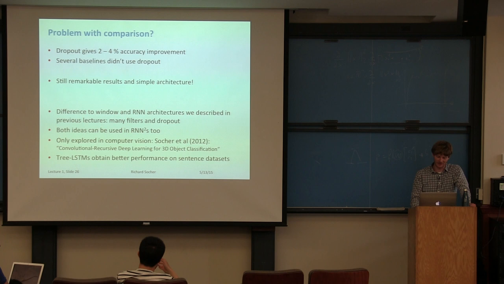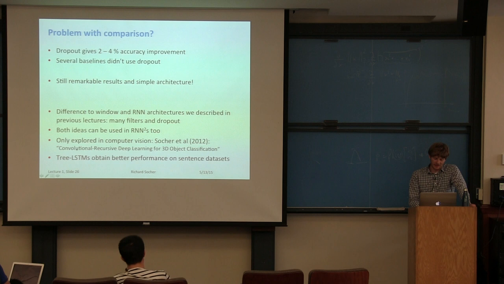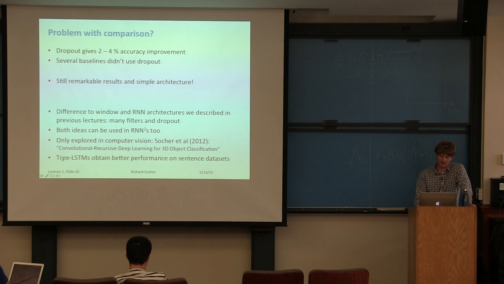But basically, those two ideas of having many filters and using Dropout can be used also in recurrent and recursive neural networks. And it's actually something that hasn't been explored very much for NLP. So if you're looking to explore an interesting new model, this could actually be something for your class project. One thing that's also interesting, and so I think the word is still out, is what kinds of models are the best. The tree LSTM model that Kai-Sheng Tai and Chris Manning had published, and which will come out at ACL later this year, actually obtains even better performance on some of the sentence data sets that we had here, namely the Stanford Sentiment Treebank.